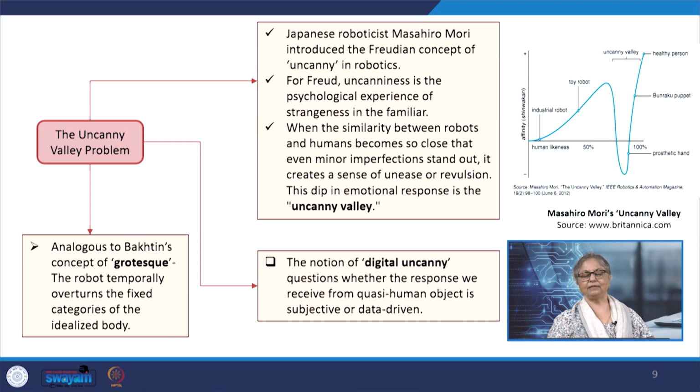So, when the similarity between robots and humans becomes so close that even minor imperfections stand out, it creates a sense of unease or revulsion. And this dip in emotional response is called the uncanny valley. The uncanny valley problem happens when the emotional response of a human towards a humanoid entity becomes increasingly negative as its appearance approaches but does not fully attain human likeness.